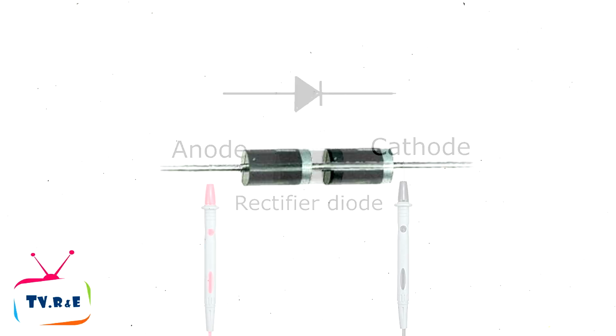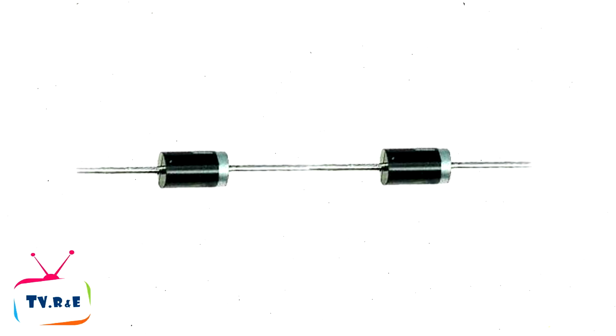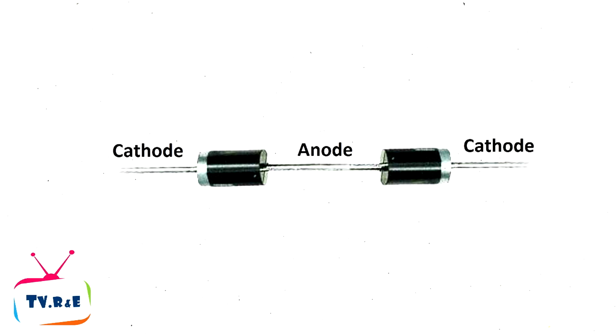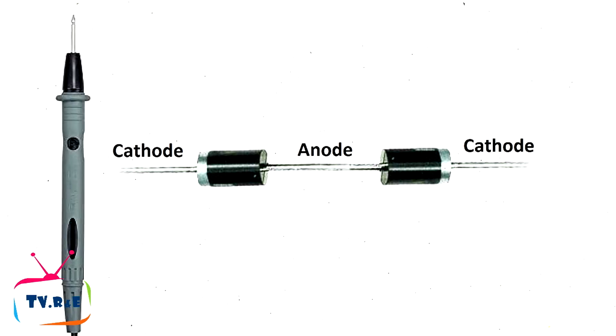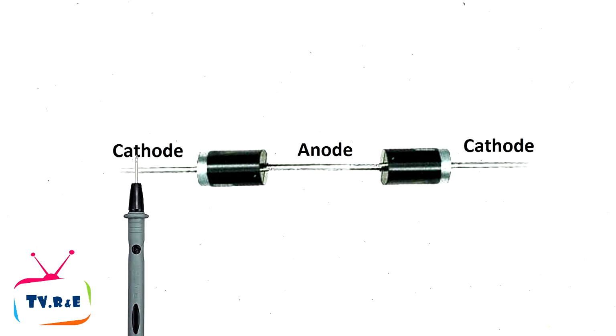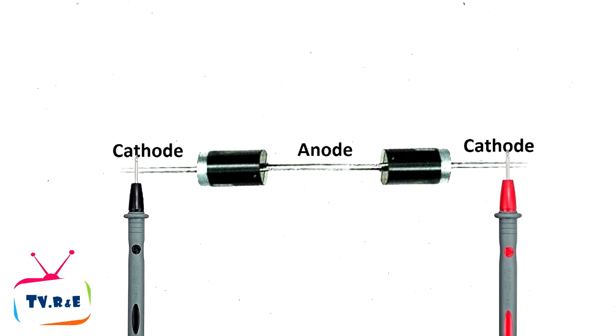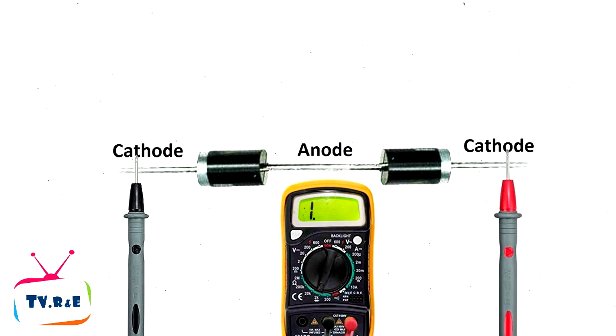Similarly, if we take two diodes and connect both the anode sides of the rectifier diodes and check in the multimeter, what reading will the multimeter show us? Let's see. When we place the black and the red lead of the multimeter on the cathode sides of both the diodes, the multimeter does not show any kind of reading.